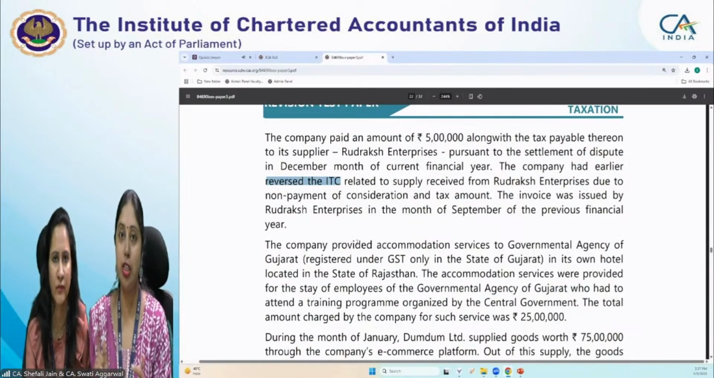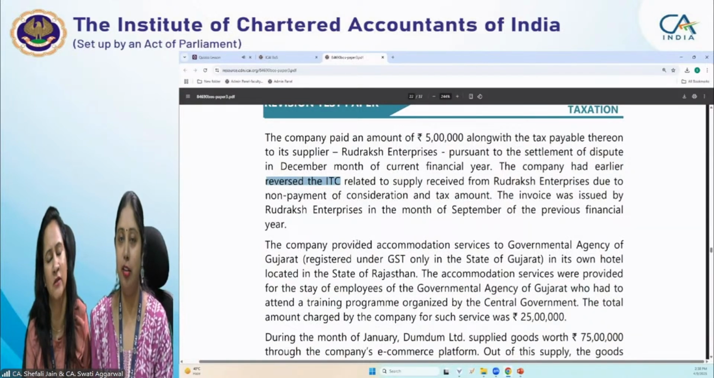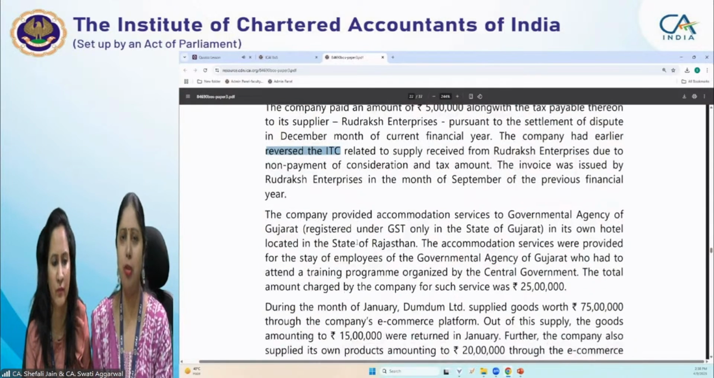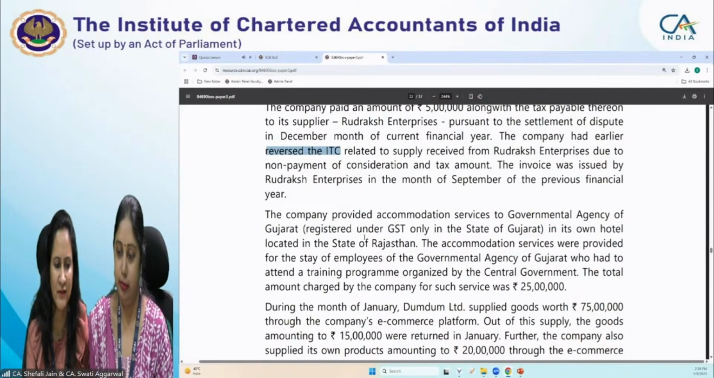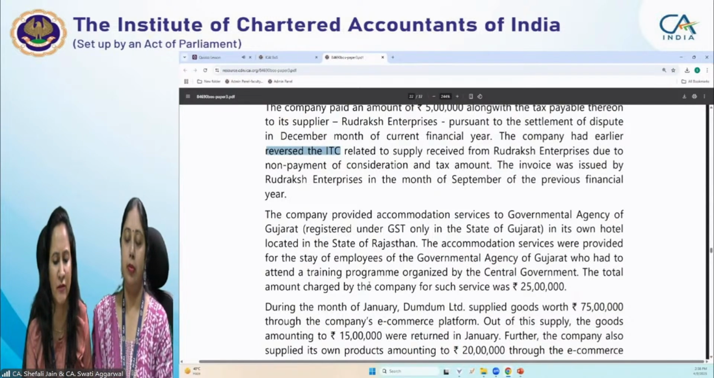So we have to see ITC, any relevant provisions relating to maybe ITC, maybe some disputed amount. That can be. Then the company provided accommodation services to a Governmental Agency of Gujarat, registered under GST only in the state of Gujarat, in its own hotel located in the state of Rajasthan. Accommodation services were provided for the staff employees of the Governmental Agency of Gujarat who had to attend a training program organized by the central government.